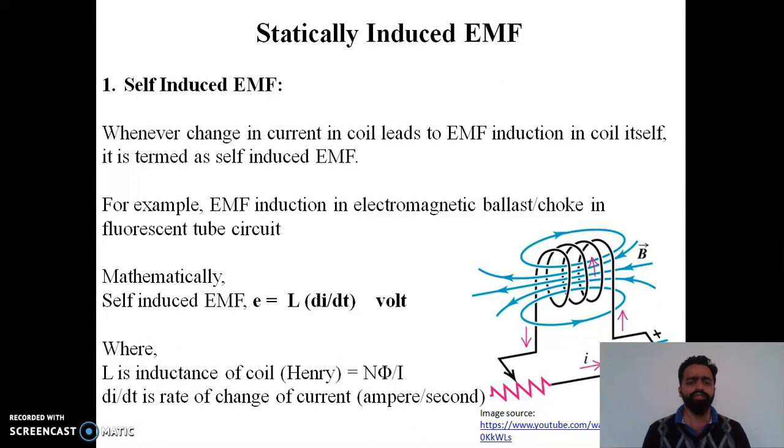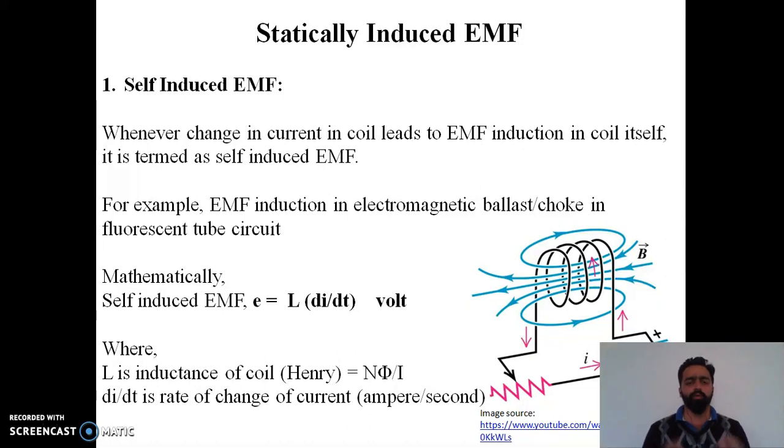So whenever change in coil leads to EMF induction in coil itself, it is termed as self-induced EMF. For example, EMF induction in electromagnetic ballast, choke in fluorescent tube circuit. Mathematically, self-induced EMF is given by E is equal to L di by dt, where L is coefficient of self-induction or inductance of coil.